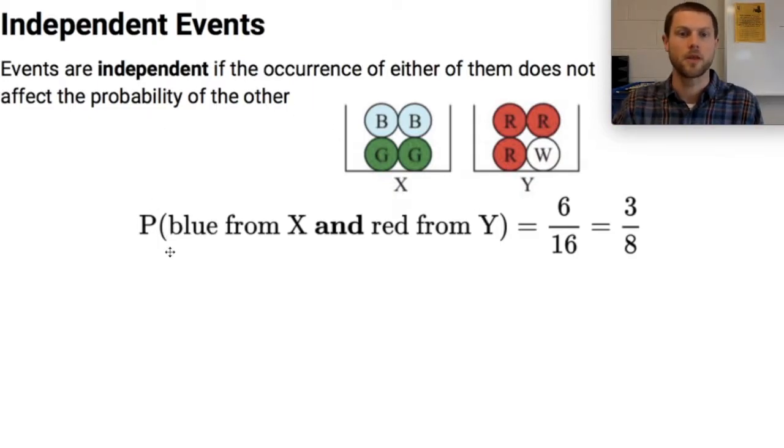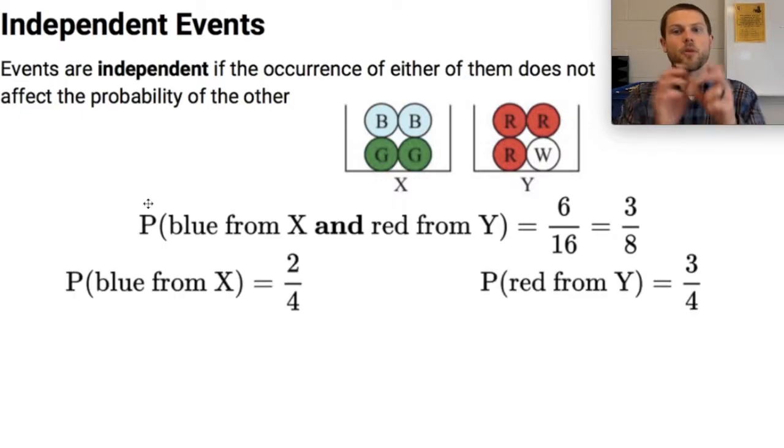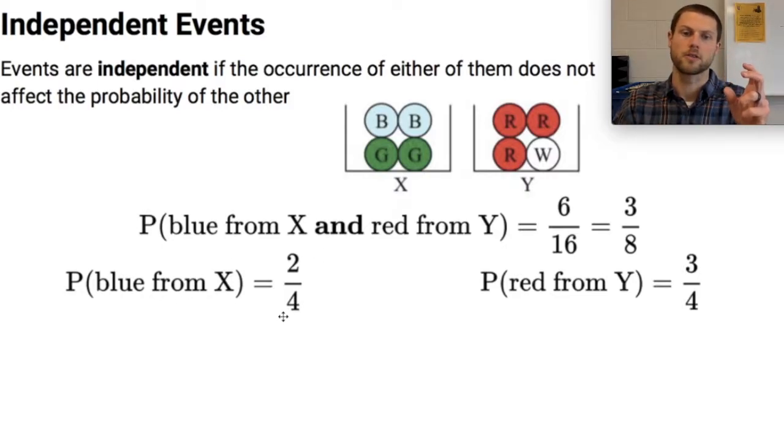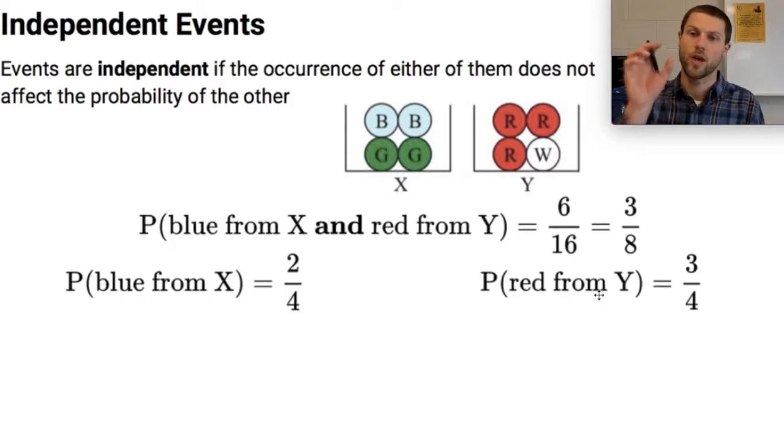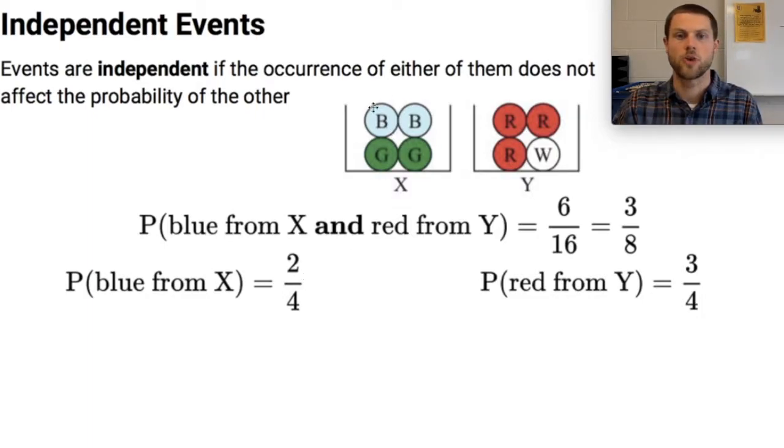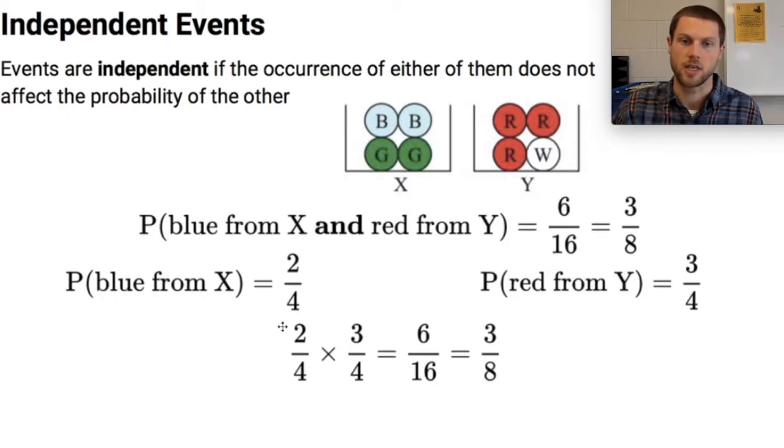We said that the probability of blue from X and red from Y came out to be 6 out of 16, or 3/8. Well, let's think about separating those independent events. What is the probability of drawing blue from X, and what is the probability of drawing red from Y? So blue from X is 2 out of 4, since there are 2 marbles that are blue, and red from Y is 3 out of 4, since there are 3 marbles that are red. Maybe you're seeing that if I multiply these together, 2/4 times 3/4, that's where that 6/16 comes from, which is 3/8.